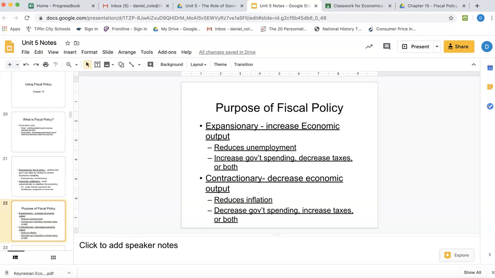say, Congress decides to build a bridge. They spend $50 million building a bridge.